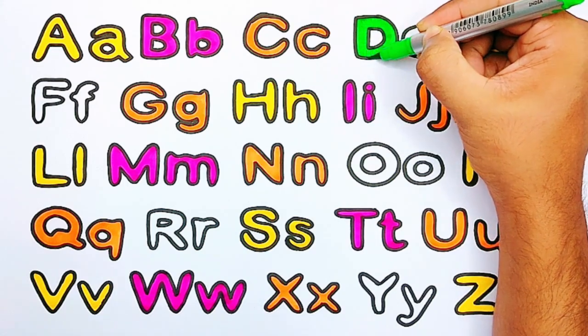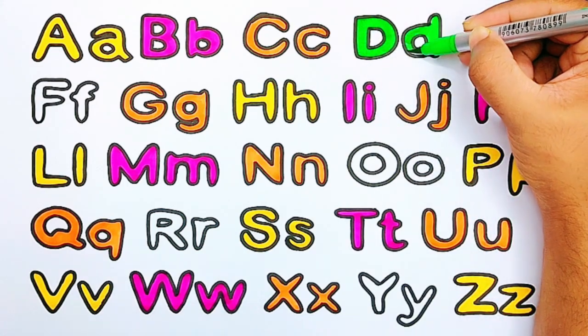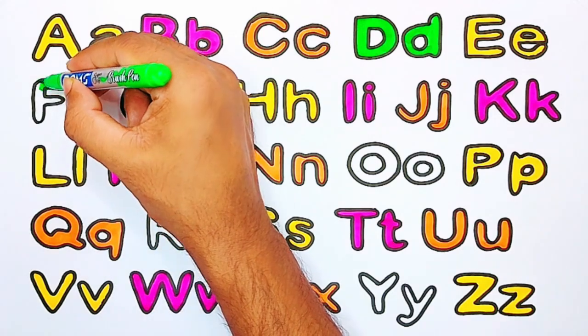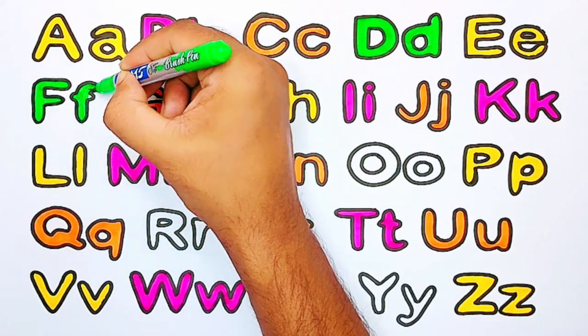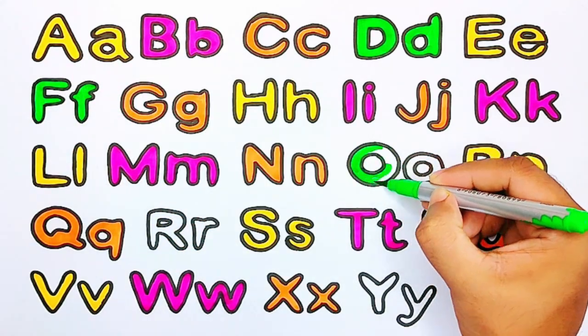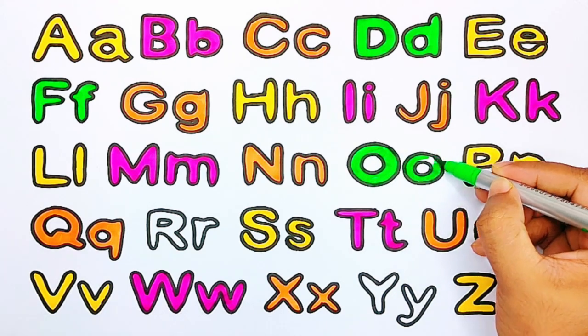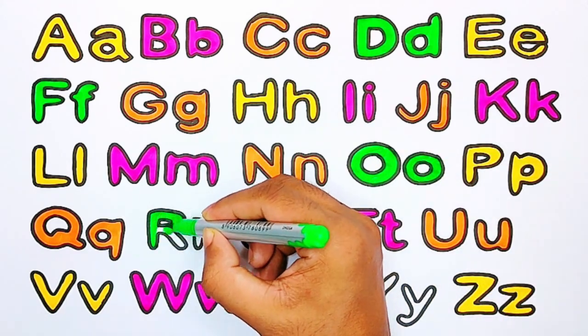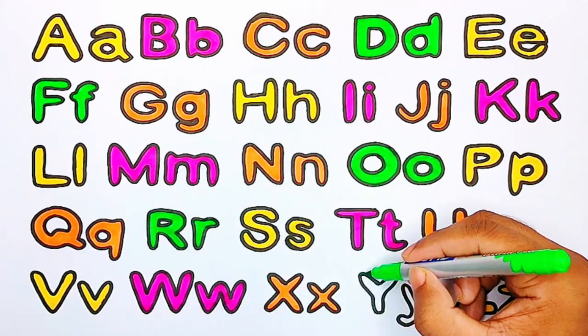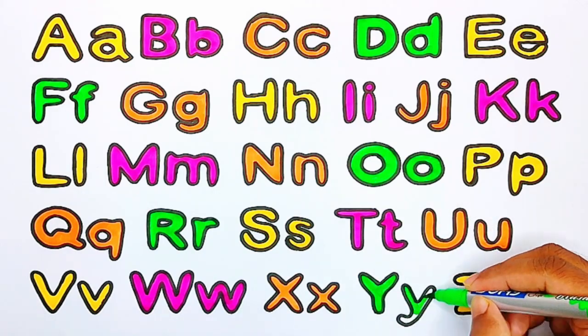D for dog. F for fan. O for octopus. R for rainbow. Y for yarn.